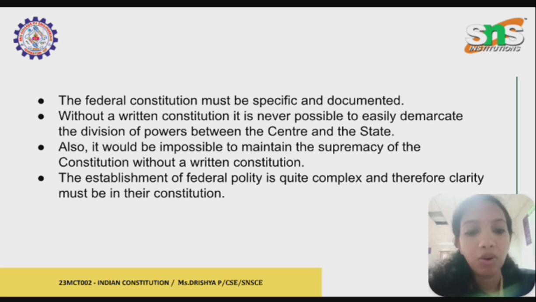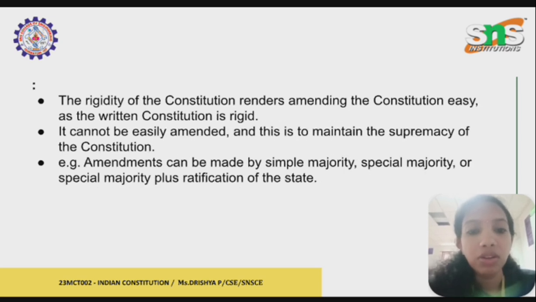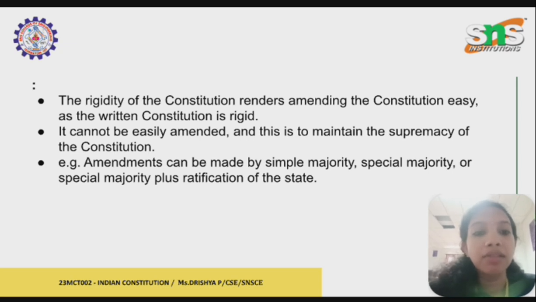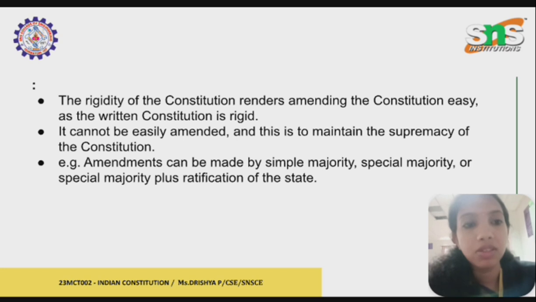That is very important. Then the rigidity of the constitution: as the written constitution is rigid, it cannot be easily amended, and this is to maintain the supremacy of the constitution. Amendments means changes. We have already discussed that amendments can be made by simple majority, special majority, or special majority plus ratification of the states.